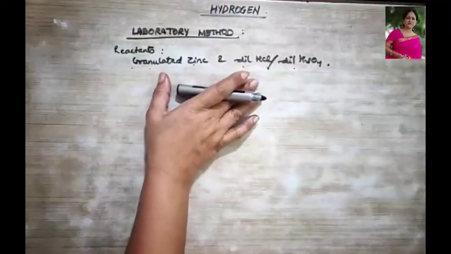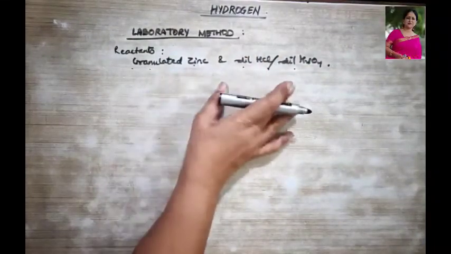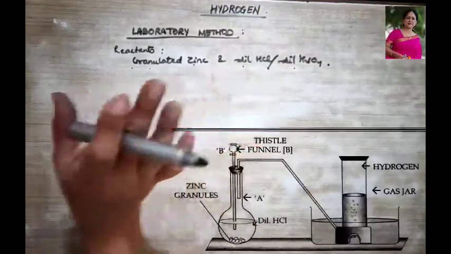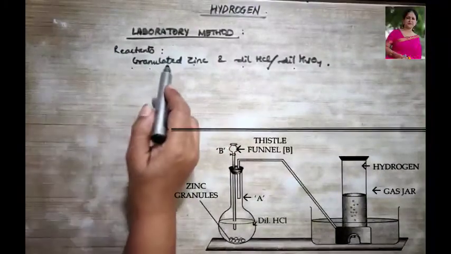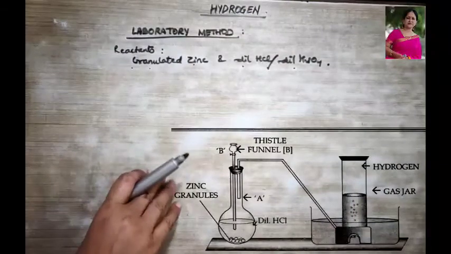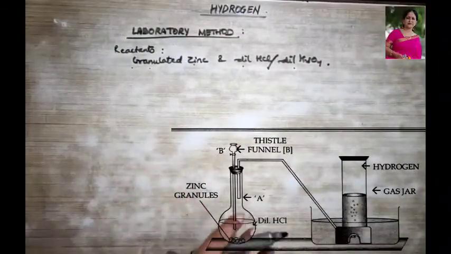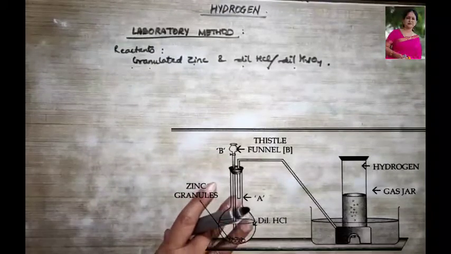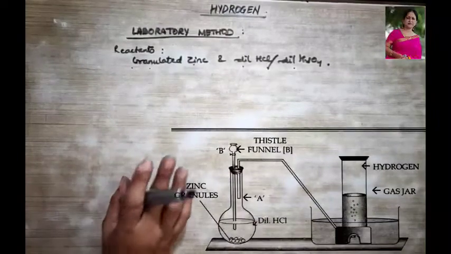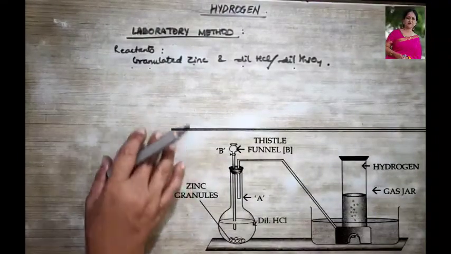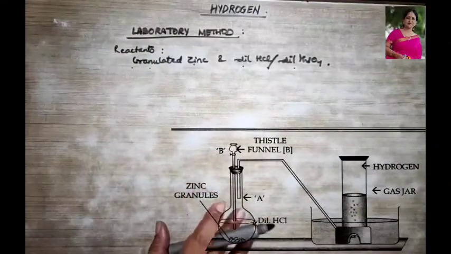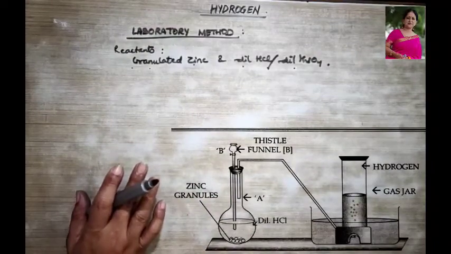Now let us go back to our reactants, granulated zinc, and we take either dilute HCl or dilute H2SO4. Some small pieces of this granulated zinc are placed in the flat bottom flask, and it is fitted with an airtight cork, right, with two holes in it. From one hole we pass a thistle funnel which has a long stem, and through the other we pass a long delivery tube that you can see in the figure over here.